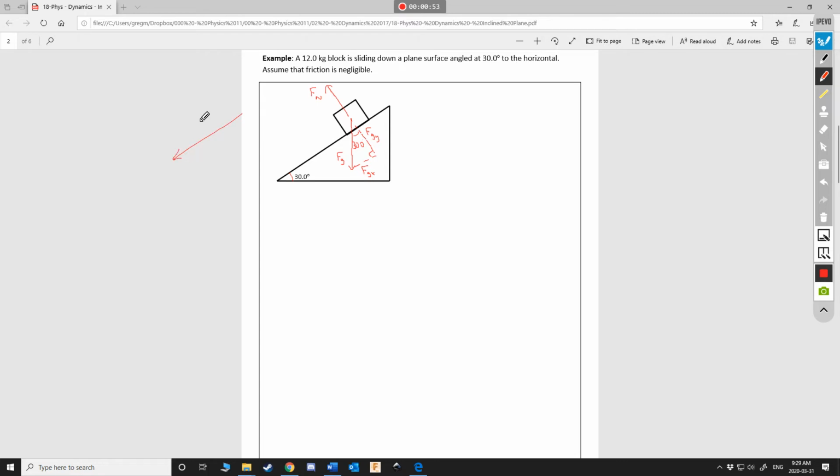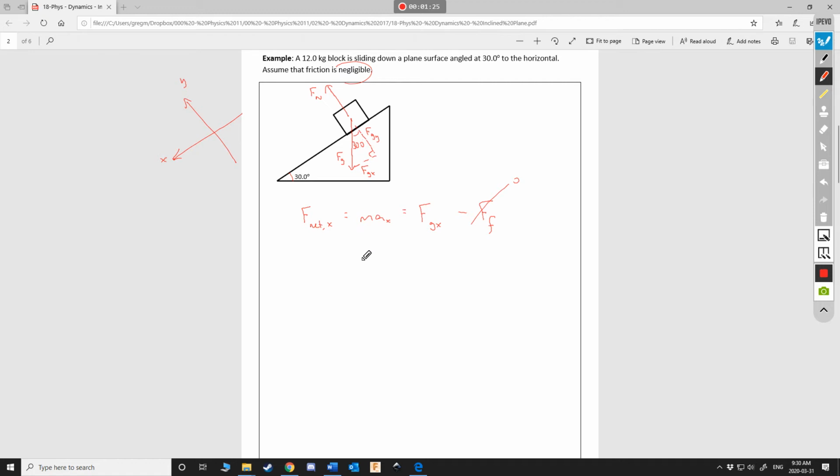So if we set up our equation, remember the x direction is going to be parallel to our surface. We're going to say x and y like this. Our net force in the x direction is equal to mass times acceleration in the x direction. What's making this thing accelerate is the x component of force of gravity, and it's going to be opposed by any friction. Our friction is 0 in this case because friction is negligible for this first example. So we just solve this out.